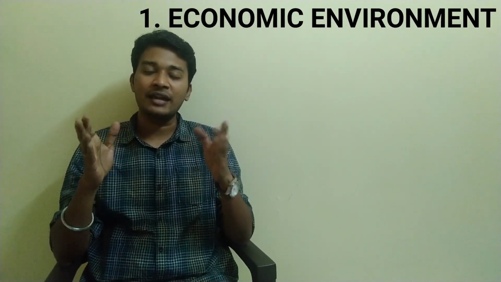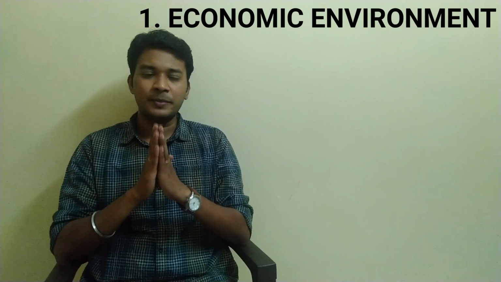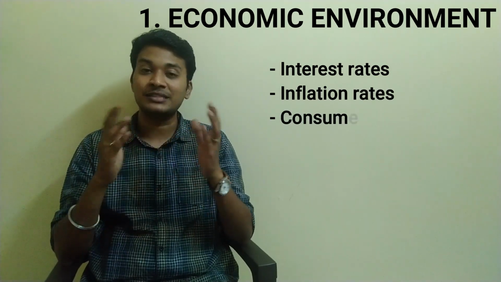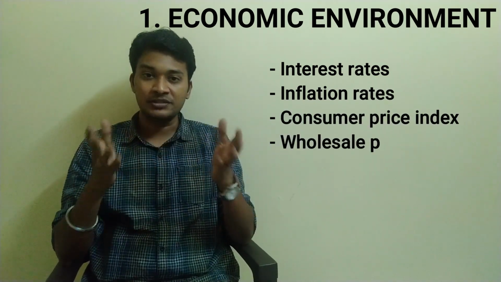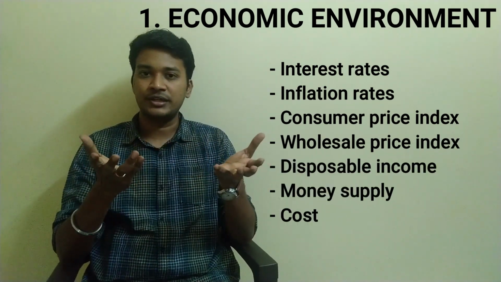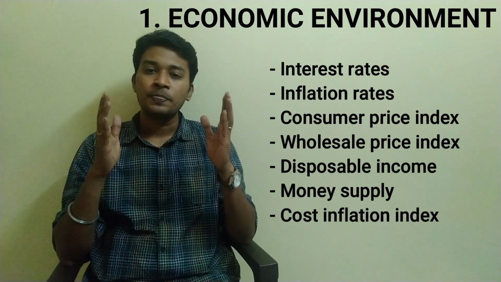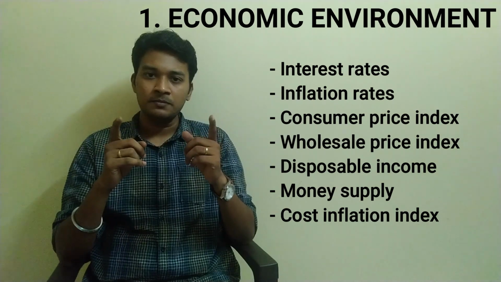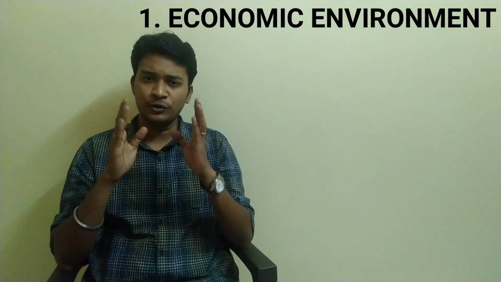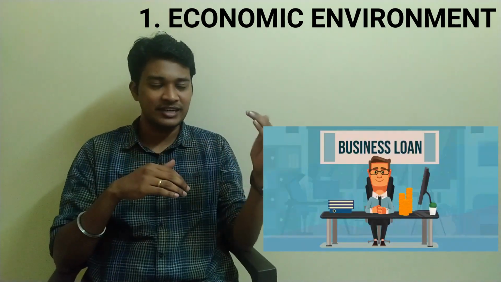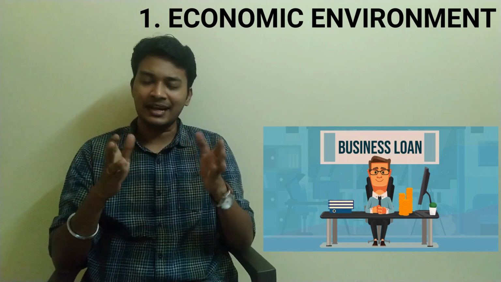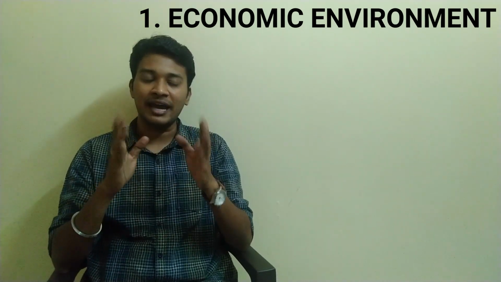First one, economic environment. Economic environment is made up of the changes in interest rates. It deals with changes in repo rates. It deals with changes in consumer price index, wholesale price index, general disposable income of people, money supply in the market, cost inflation index. All these factors come into economic environment. For example, if the RBI is slashing down, reducing the interest rates, that is the right time for you to take a loan. When you take a loan, when interest rates are slashed down, your interest outflow gets lesser. So that is the right time for you. That is on economic environment.